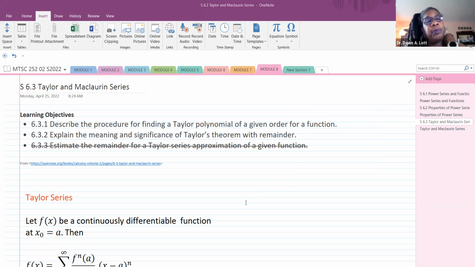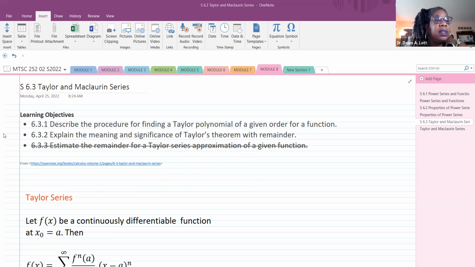We're going to describe the procedure for finding a Taylor polynomial of a given order or a Taylor series, and what it means for the remainder theorem. So we may talk about that. Notice I did cross off the last topic because we're just not going to have time to finish that.